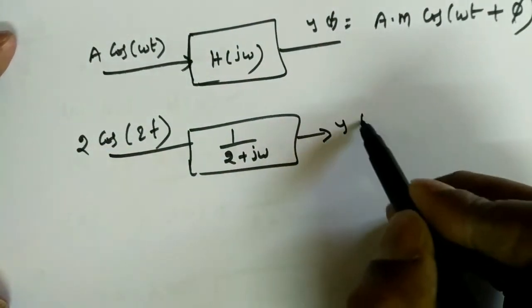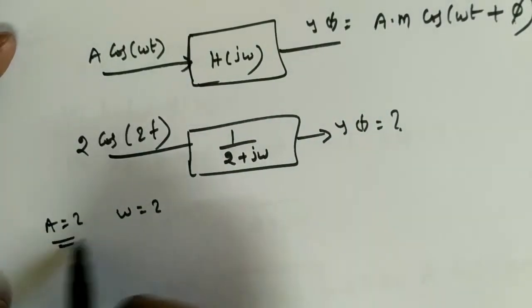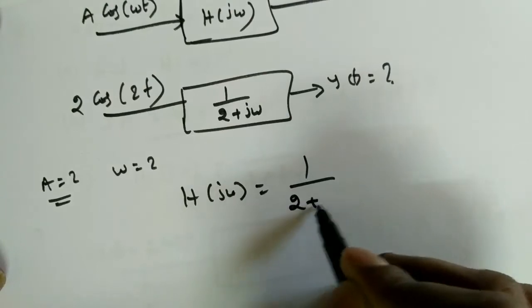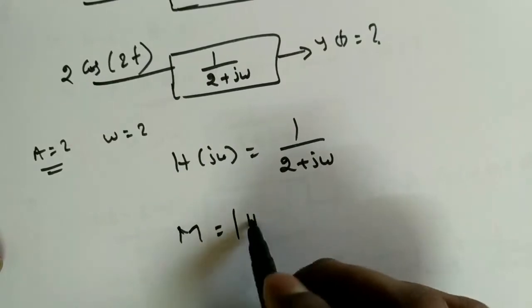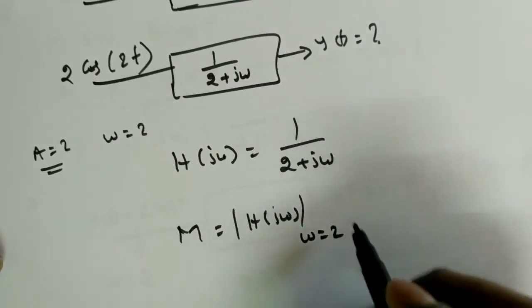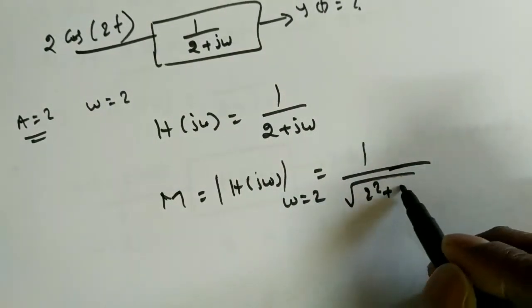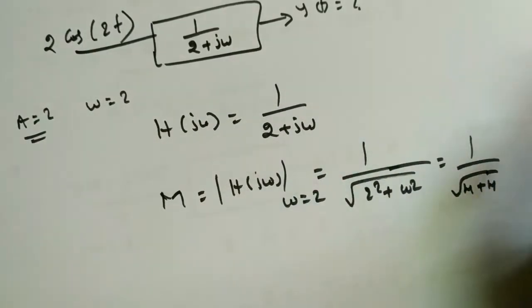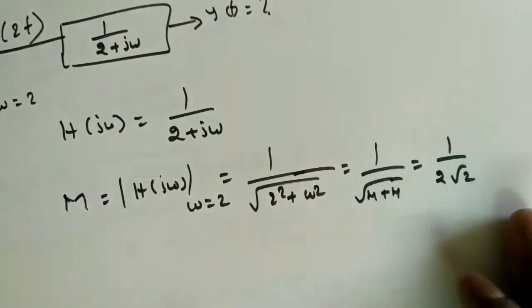So what is y of t? We need to find it. Here omega is equal to 2 and A is equal to 2. If I take H of j omega, which is 1 by 2 plus j omega, first we find the magnitude, mod of H of j omega at omega equal to 2. This is 1 by square root of 2 square plus omega square, and omega is equal to 2, so 1 by square root of 4 plus 4, which is 1 by square root of 8. 8 can be written as 4 into 2, so it will be 1 by 2 root 2.